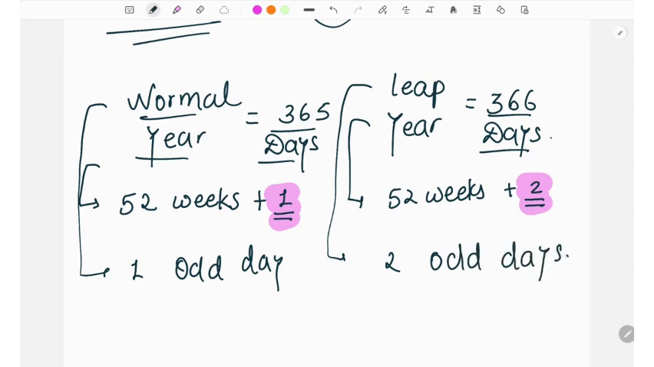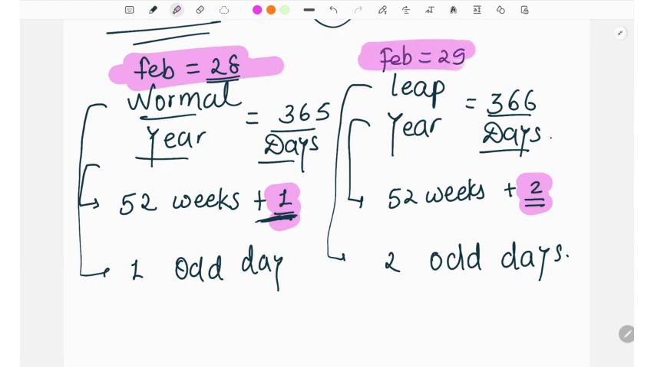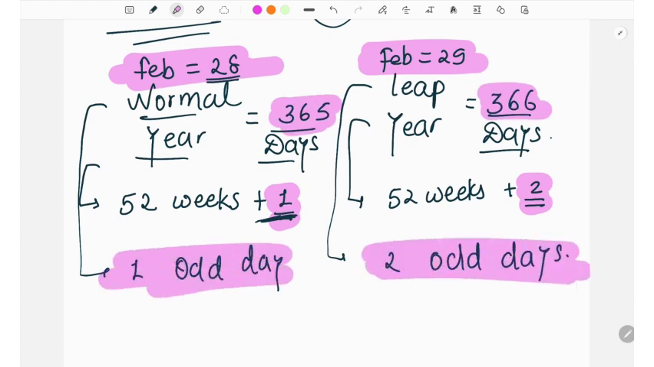I hope you have understood the difference. Just please note it down. Normal year consists of 365, leap year consists of 366. 52 weeks plus 1 extra day is nothing but 1 odd day, and 52 weeks plus 2 extra days is 2 odd days in the case of leap year. So this was all about the foundation. Simply remember, in case of a normal year, February has 28 days, and in a leap year February consists of 29 days, that is 1 extra day, 365 and 366. I hope you have understood this. 1 odd day and 2 odd days. I hope you have understood this as well.